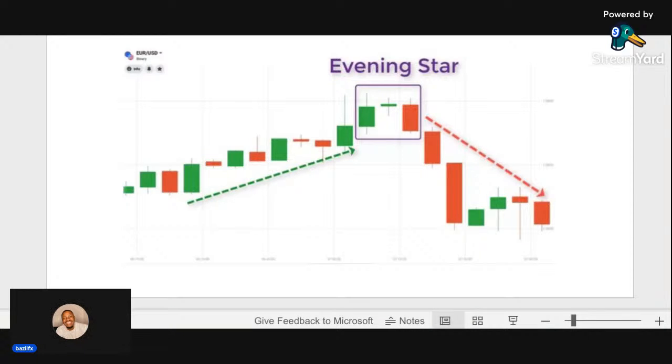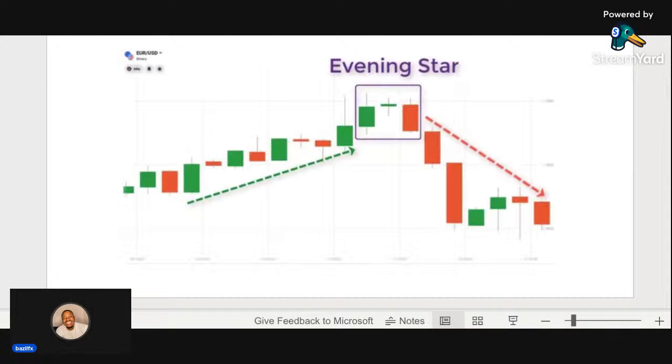So guys, as you can hear the words morning star, evening star. Morning star means price is going to go up. Evening star means price is going to go down. But again, guys, don't worry. I'm going to show you a simple way how you can find all these candles in your TradingView. I hope you all have TradingView.